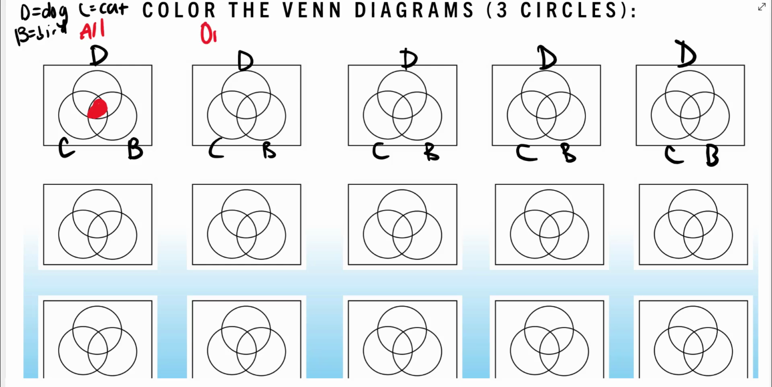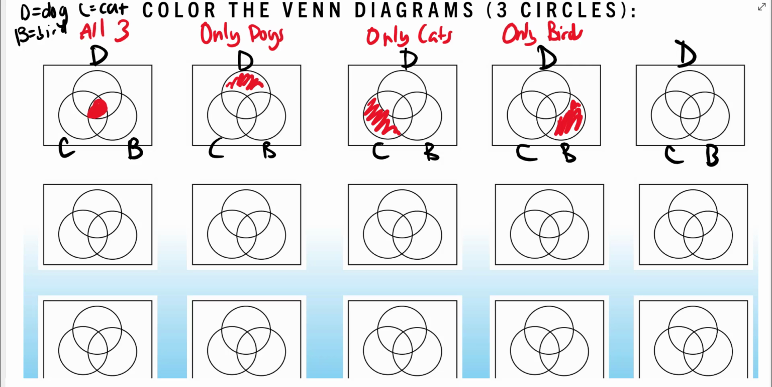If we said only dogs, it would just be the dog section. If they said only cats, it would be only the cat section. Or only birds, only the bird section. Okay. For the next part, we could do or.